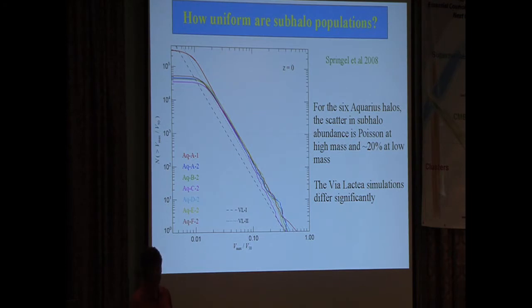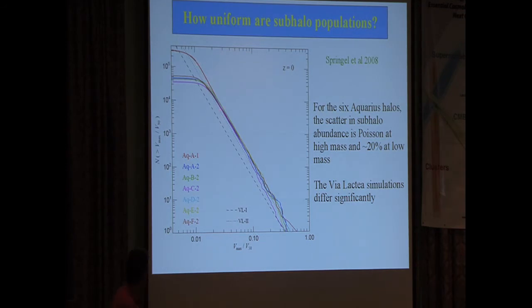There is, however, variation between one simulation group and another. We're not the only people doing these kinds of simulations. These are the results for our set of 6. This is the result for the Via Lactea simulation, which Dima and Madau and friends published a couple of years ago. And you can see it's clearly in disagreement by a significant amount with ours. And the disagreement is much larger than the scatter between our results. So there's clearly something to understand here.